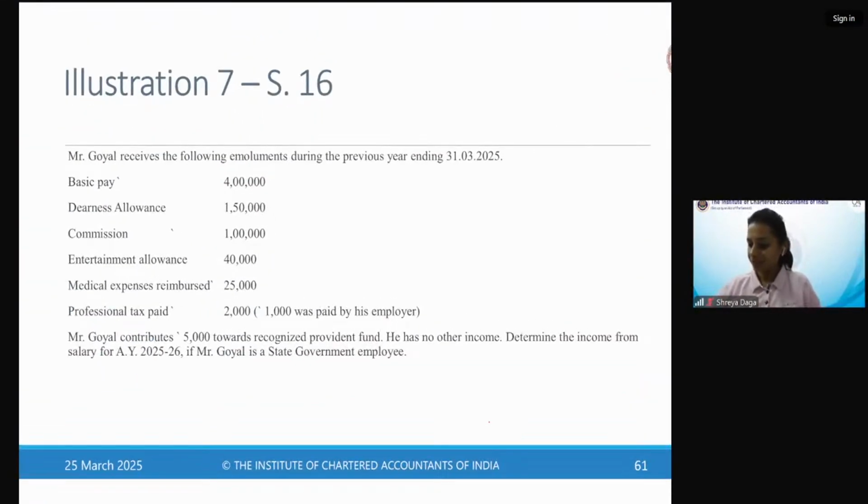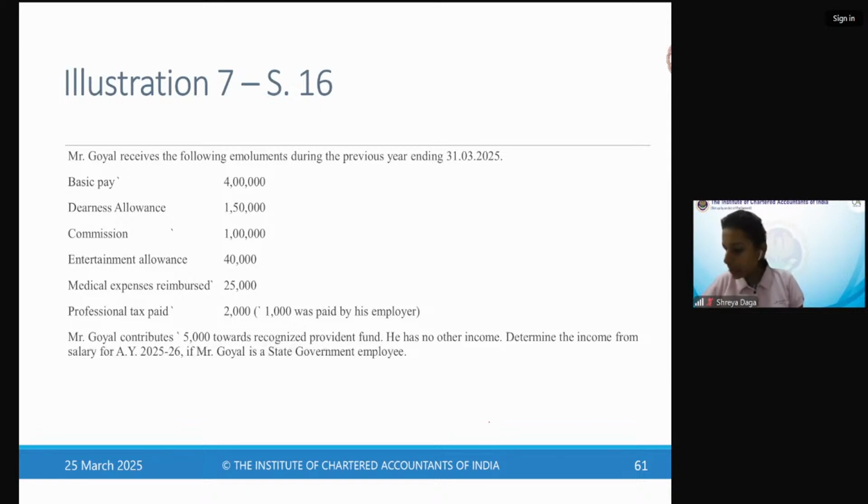Please look at the sum. Mr. Goel receives the following emoluments. He is receiving basic pay, DA, commission, entertainment allowance, medical expense, professional tax, out of which some is paid by the employer. So you know that if some part of it is paid by the employer, then you will first include it in tax as a taxable salary, and then you will reduce the deduction.